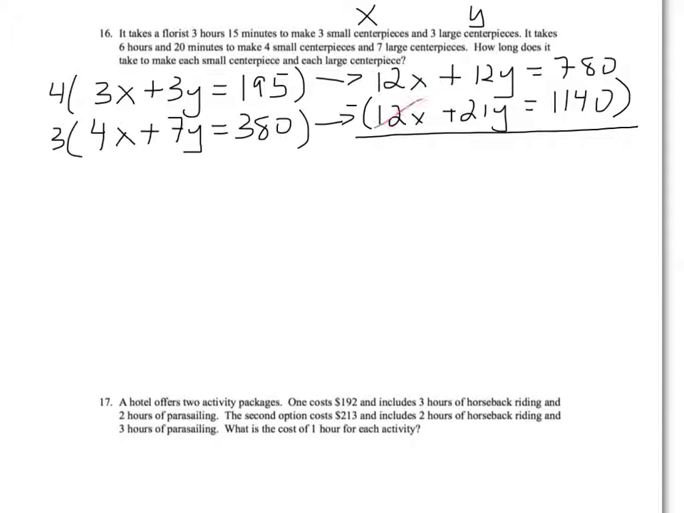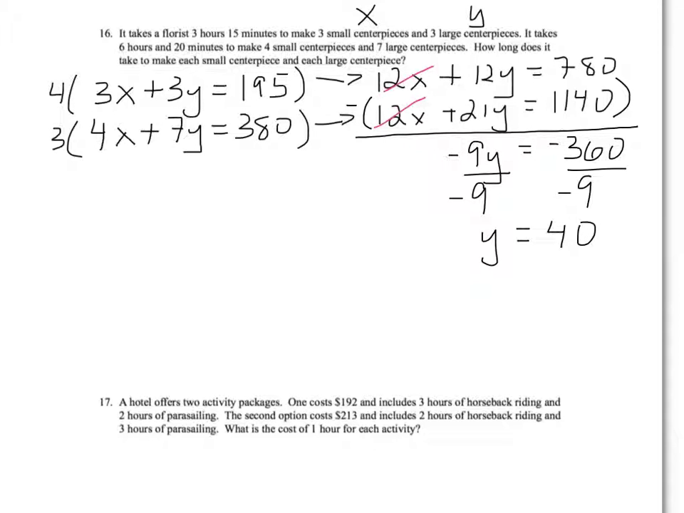The 12x goes away. Negative 21y and 12y ends up to be negative 9y. Negative 1140 plus 780 equals negative 360. Divide by negative 9, my mistake. And you get y equals 40. So that is the large centerpieces.